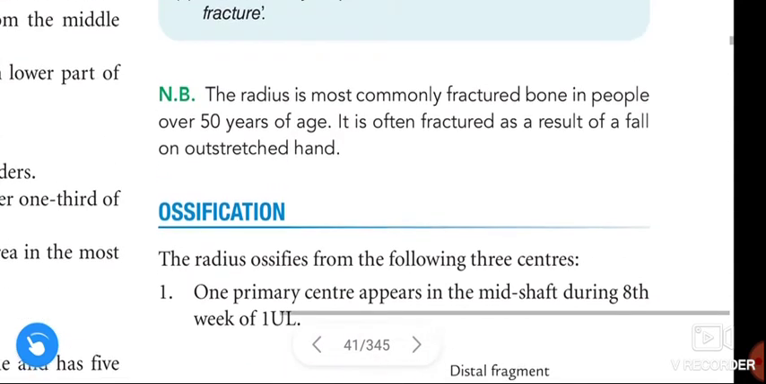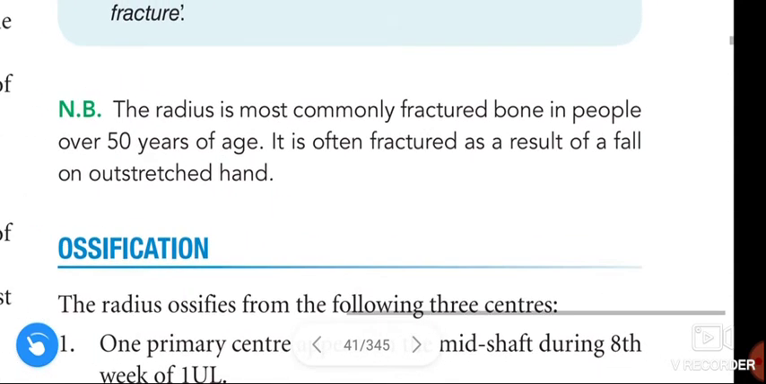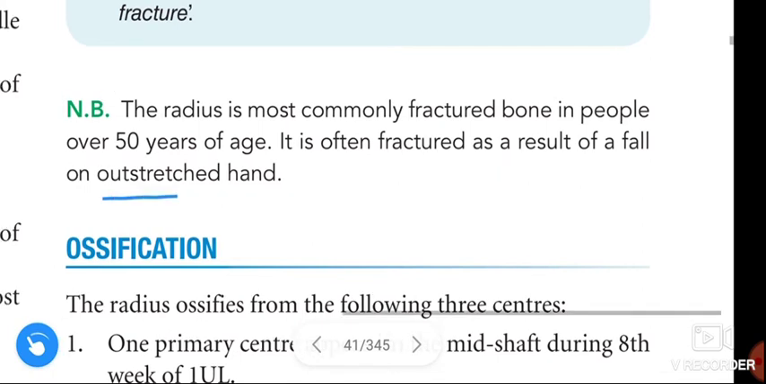Okay guys, coming to the note, the radius is the most commonly fractured bone in people over 50 years of age. It is often fractured as a result of a fall on outstretched hand.